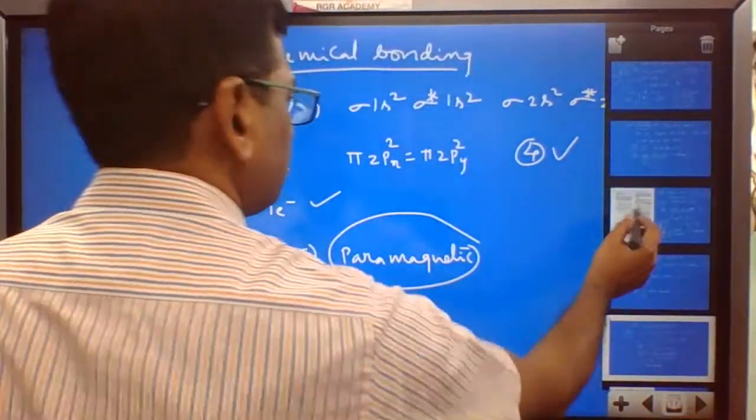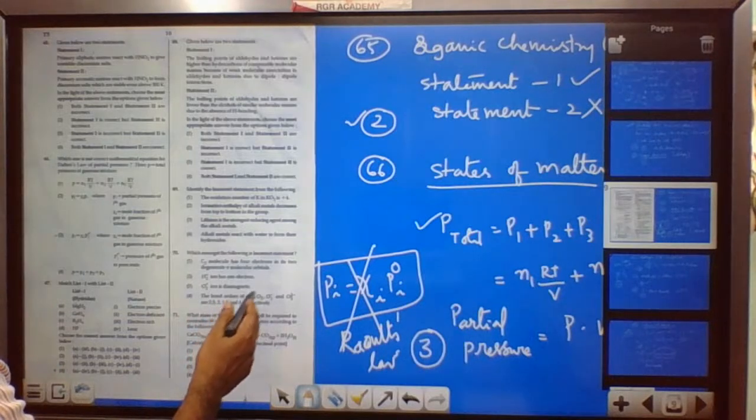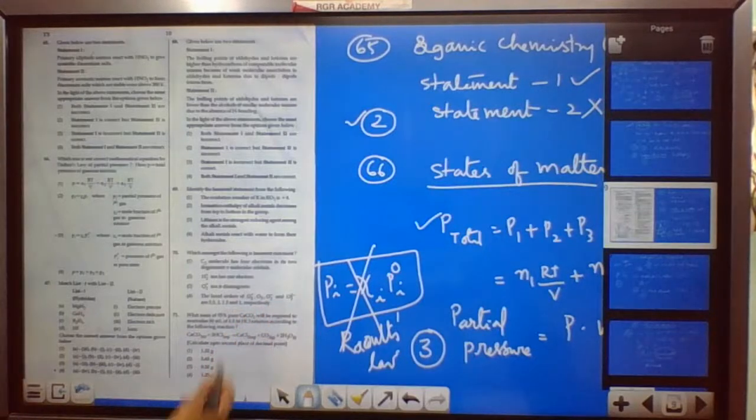Next, the bond order of O2 plus is 2.5, O2 minus is 1.5, O2 2 minus is 1. Correct.